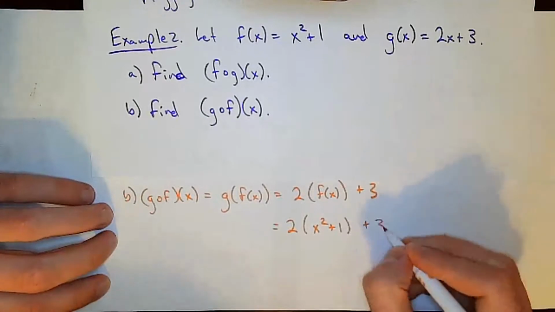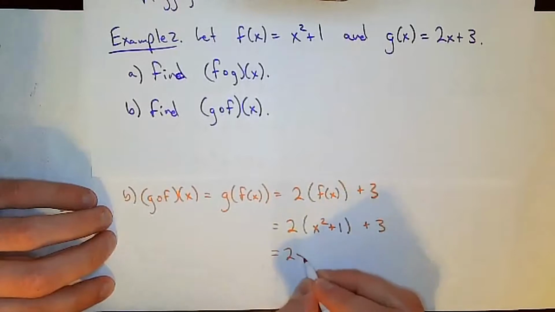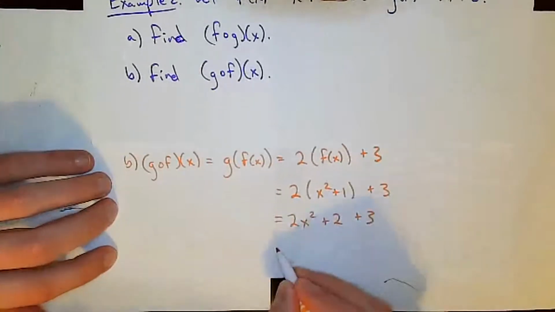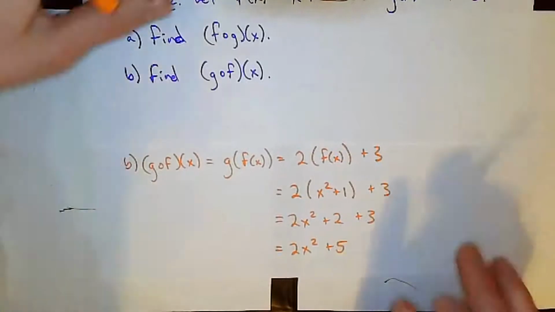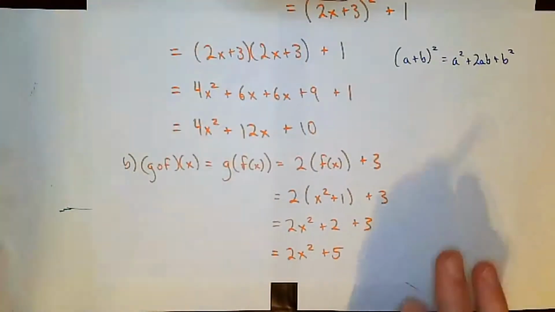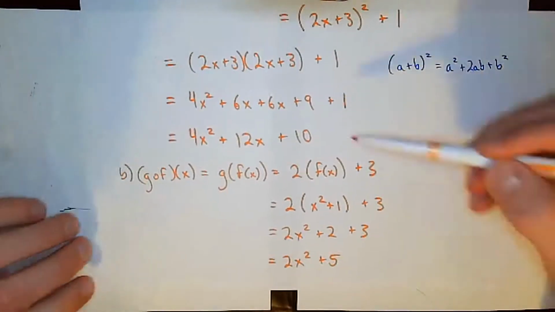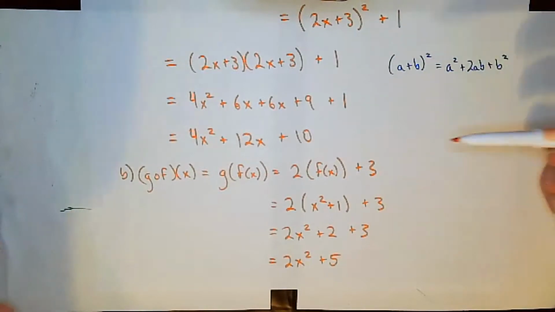Oh, plus 3. Now this one's a lot easier, right? Just distribute the 2, 2x squared plus 2, and don't forget that 3. And then finally combining those like terms, 2x squared plus 5. A lot easier than the first one. And it's not the same. See, this is not the same as that. So the operation does not commute.